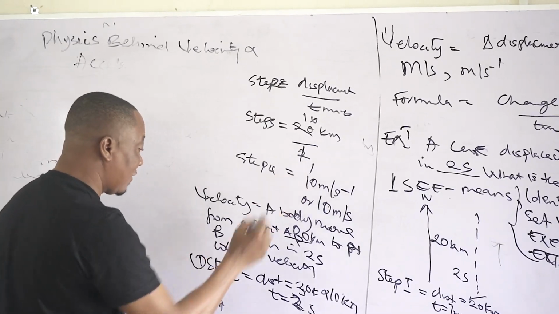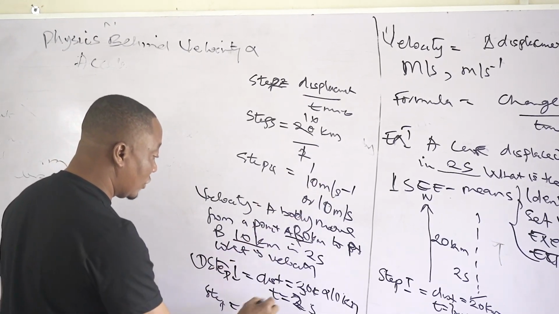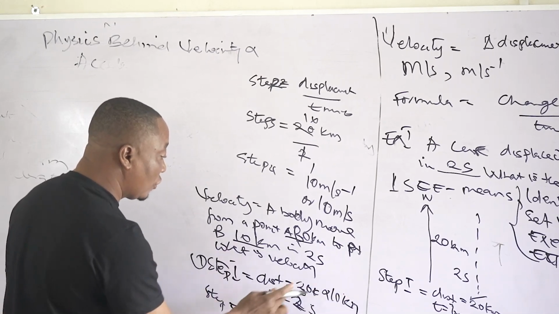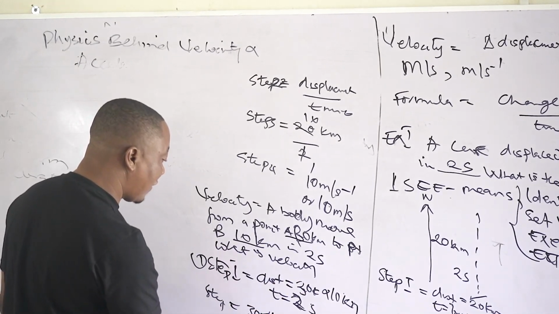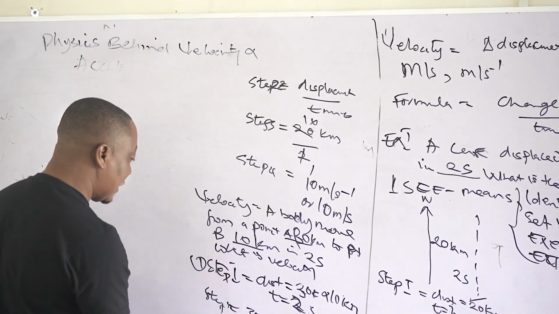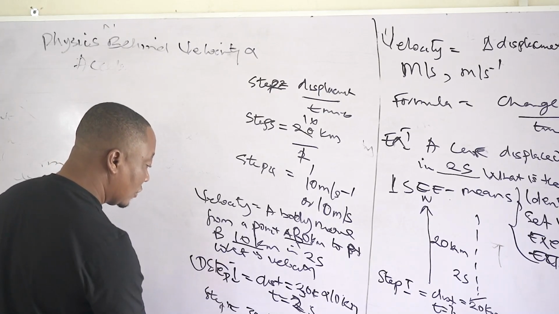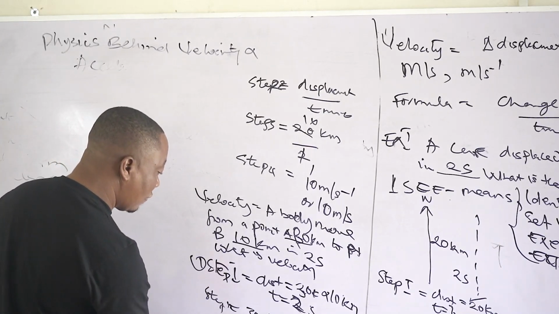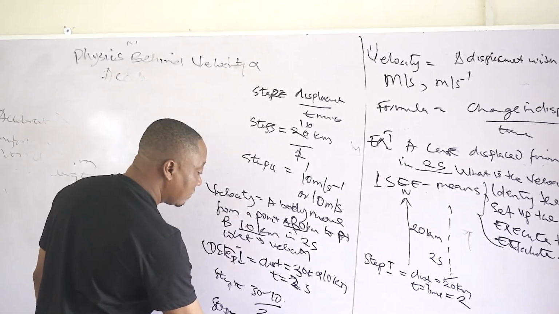Step 2. Now what do we do? Apply the formula of velocity. Change in displacement all over time, which is what? Because it is change, it will be 30 minus 10 all over 2, because it is all over time. That is step 2. Step 3 will be 30 minus 10 gives you what? Gives you 20. 20 over 2. This cancel is 1 into this 10. So the velocity is still what? 10 meter per second.